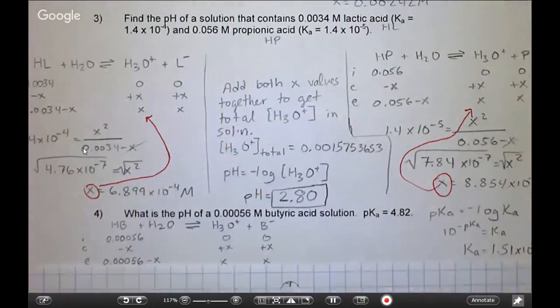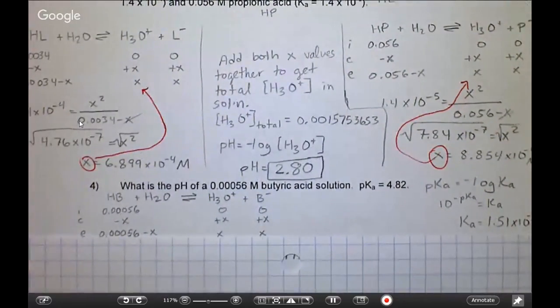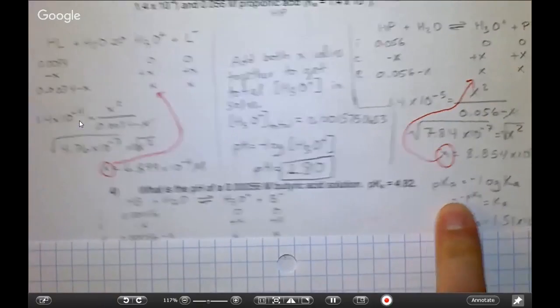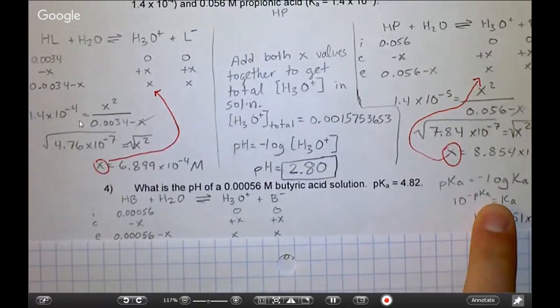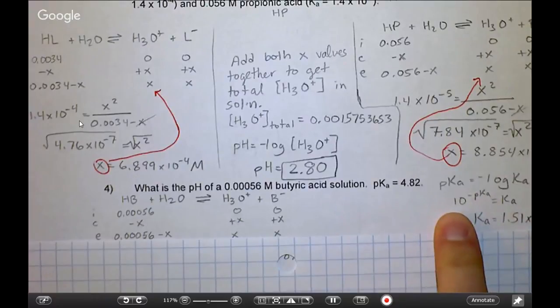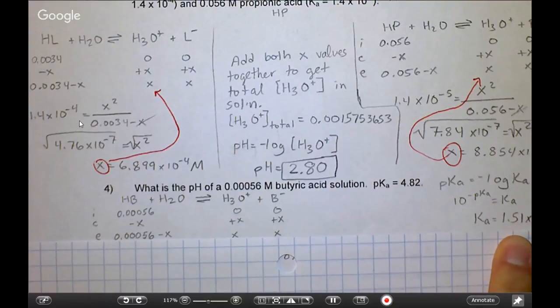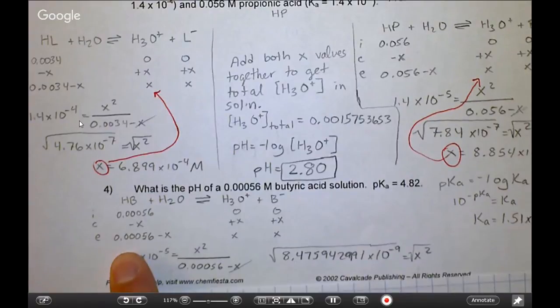All right. For number 4, we're finding the pH again, given 0.00056 molar butyric acid. And in this case, they give us the pKa. We can find it just like pH. So if you didn't know this, you could look it up. pKa is the negative log of the Ka. So if we do the inverse log of the negative pKa, we get a Ka of 1.51 times 10 to the minus 5. And then we do our ice table just like we've done up in the other problems.